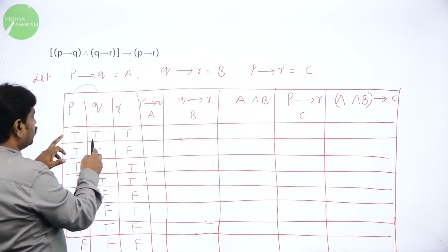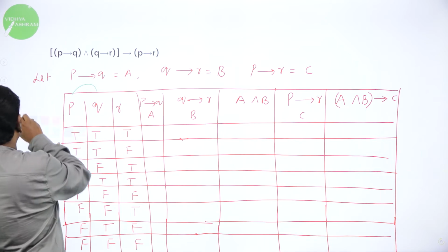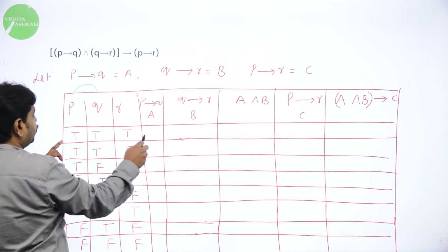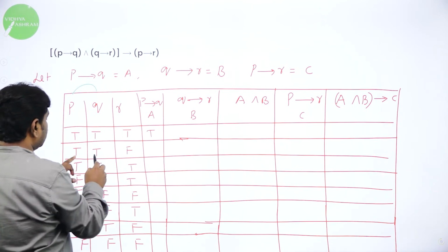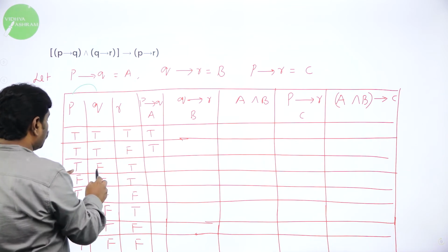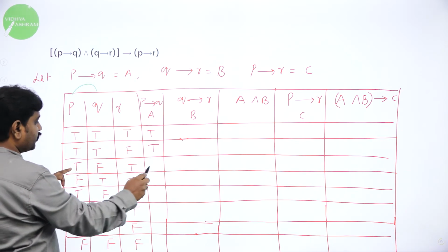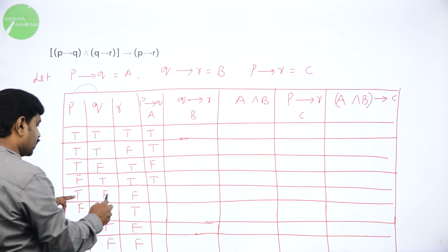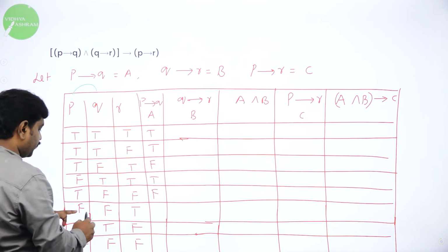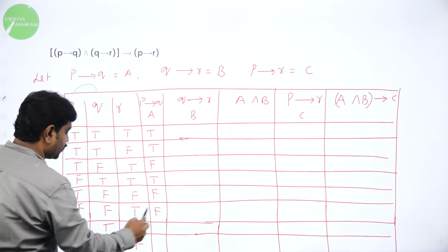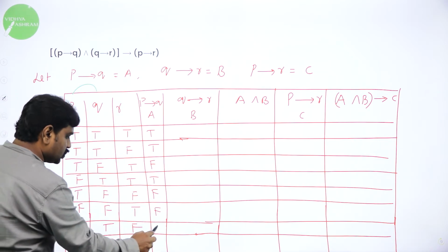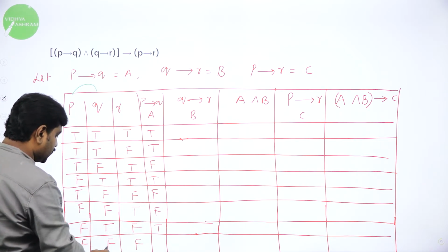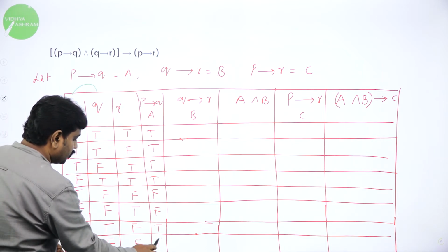So P and Q, you see true, true. So the result is true. True, true, result is true. And here true, true, result is true. True, false: first one true, second one false, result will be false. False, true is also true. True, false, again false. False, false is true. And false, true is also true. And false, false is also true.